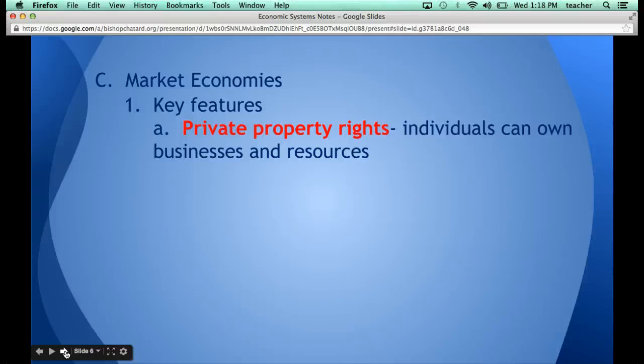Individuals can own businesses and resources. So under a market economy, everybody has to have the right to be able to own their own home, own their own business. You can have capital, you can invest in businesses, you can own your own land. You can pretty much decide what you want to do with your private property under a market economy. That's one of the key principles. Everybody has to own their own stuff, compared to a command economy where it was all owned by the government.